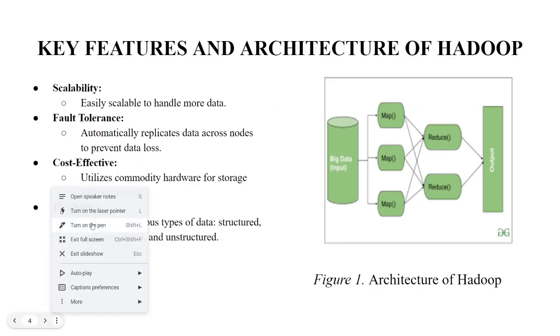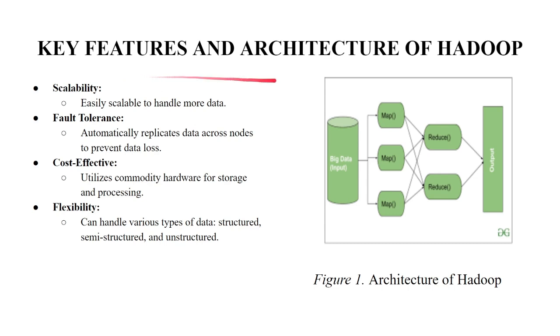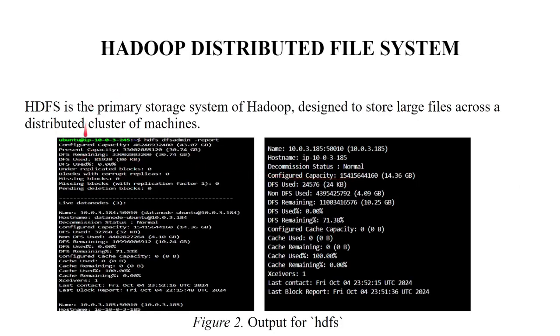So the key features and architecture of Hadoop. The key features are scalability, fault tolerance, cost efficiency, and flexibility. So this is the architecture of Hadoop. Next is the Hadoop distributed file system. HDFS is the primary storage system for Hadoop, designed for large file storage across a distributed cluster of machines.